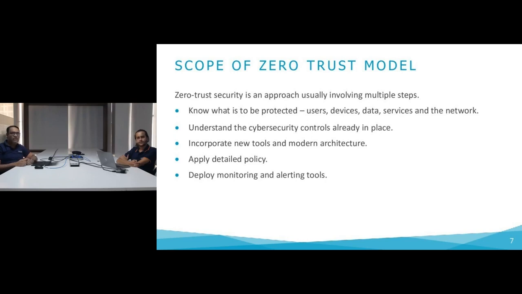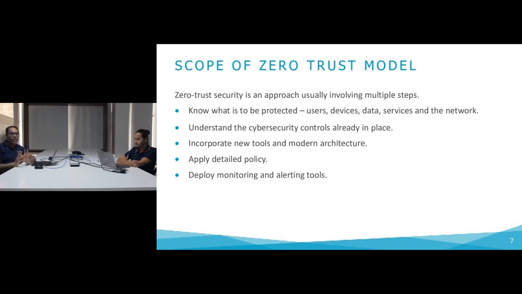The second step would be to understand the cybersecurity controls already in place. Once we have identified what applications or data need to be protected, the next step would be to evaluate what current cybersecurity controls are in place. Many of the IT department's existing security tools will likely be useful when implementing a Zero Trust strategy. However, they may be deployed in the wrong location or use an outdated perimeter architecture model.